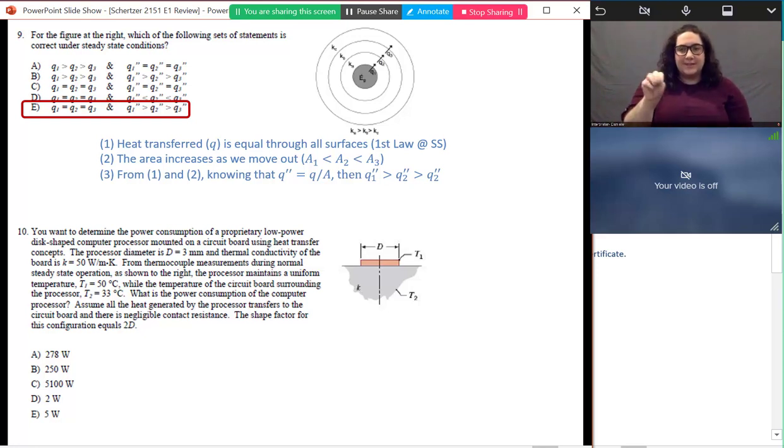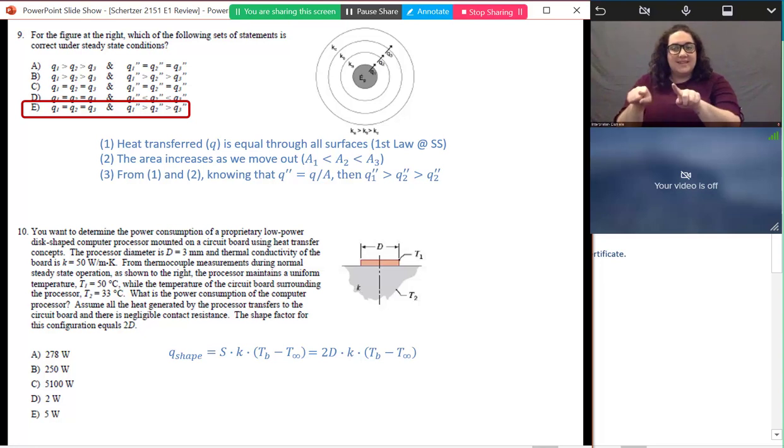From thermocouple measurements, so basically we measured some temperature, the processor maintains a uniform temperature at 50 degrees Celsius, while the temperature of the circuit board surrounding the processor is 33 degrees Celsius. What is the power consumption of the computer processor? Assume all the heat generated by the processor transfers to the circuit board and there is negligible contact resistance. And then they tell us the shape factor. So here we're trying to find the heat that comes out of this disk. For shape factors, we take S times the thermal conductivity of the material multiplied by the temperature difference.